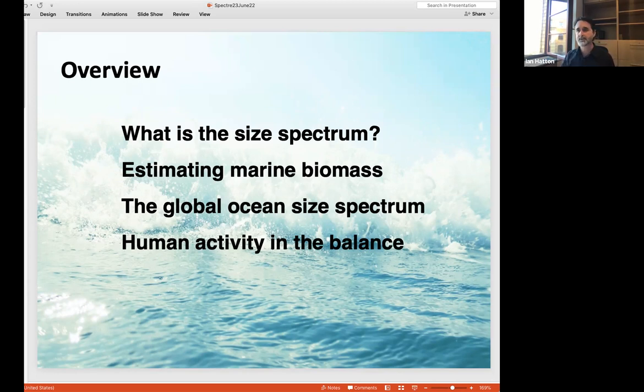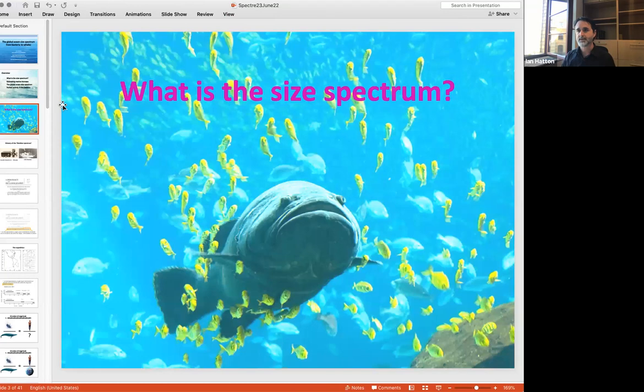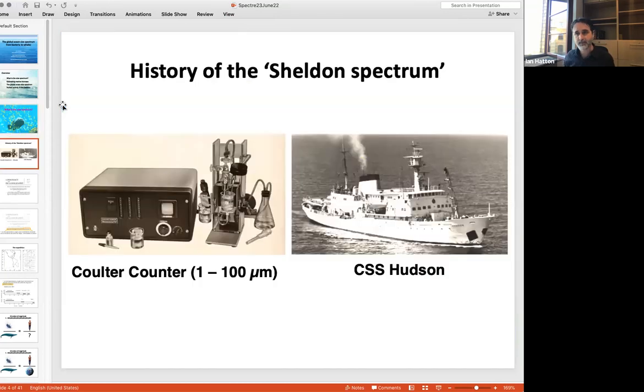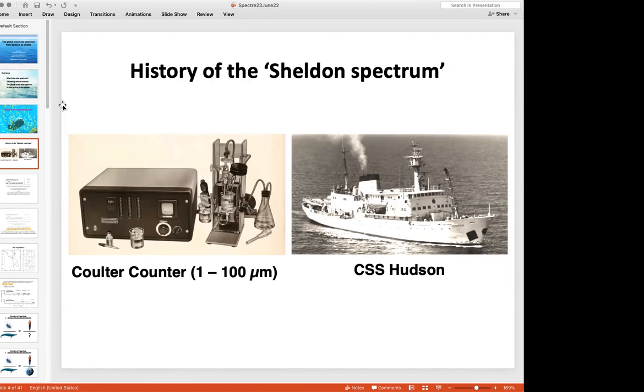So what's the size spectrum? The story begins, I guess, 50 years ago, or maybe a bit earlier, when Ray Sheldon and his collaborators boarded a research vessel and started hauling buckets of water out of the ocean and passing it through a Coulter counter, which counts the size and the number of different particles, mostly plankton.